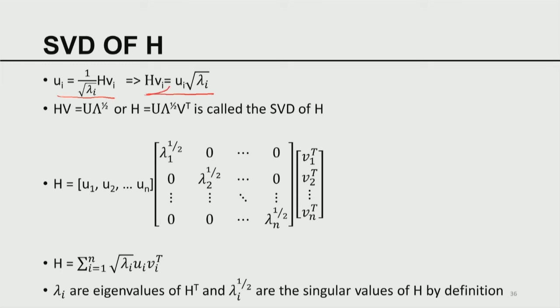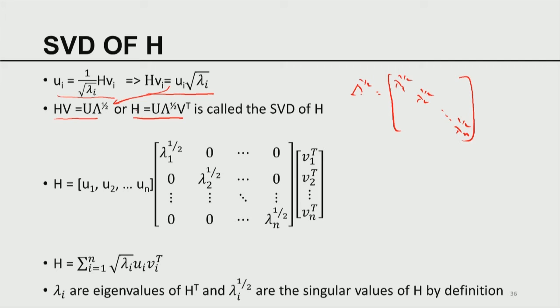This is for each i. So this relation, if I concoct for all i, can be written in a matrix form as H V is equal to U lambda to the power half. What is lambda to the power half? Lambda to the power half is simply the diagonal matrix which is lambda 1 to the power half, lambda 2 to the power half, and lambda n to the power half, the square root of the diagonal matrix lambda. V is orthogonal, so I can multiply both sides by V transpose. If I multiply both sides by V transpose, because V V transpose is I, I get this relation.